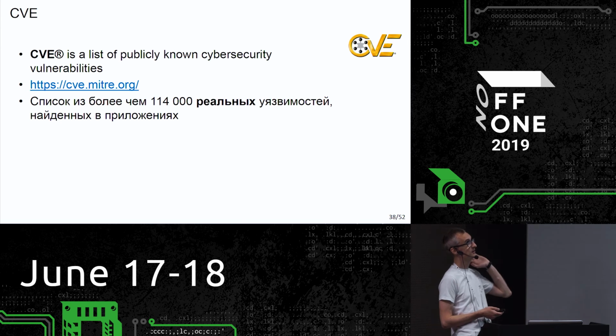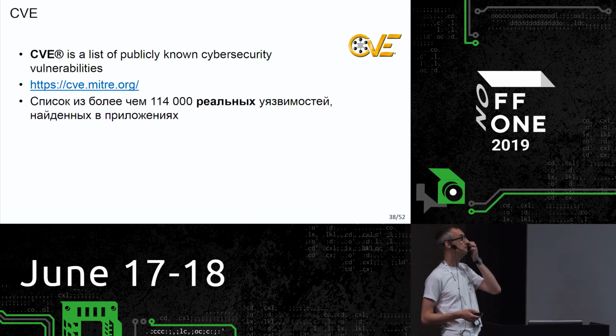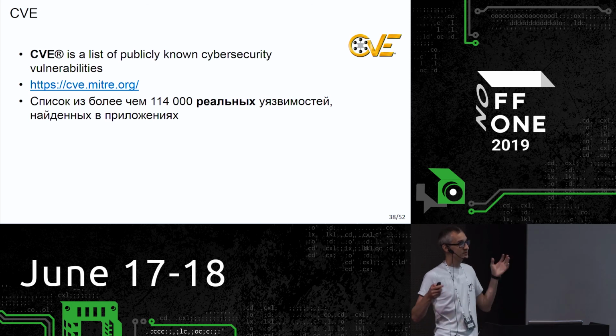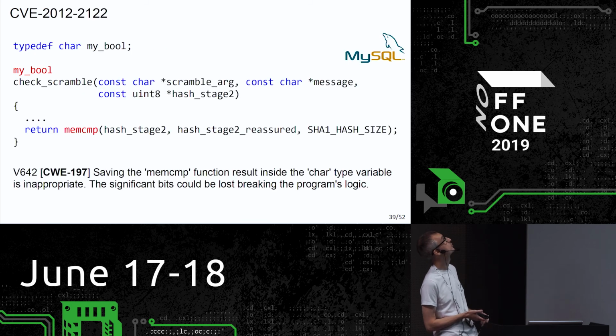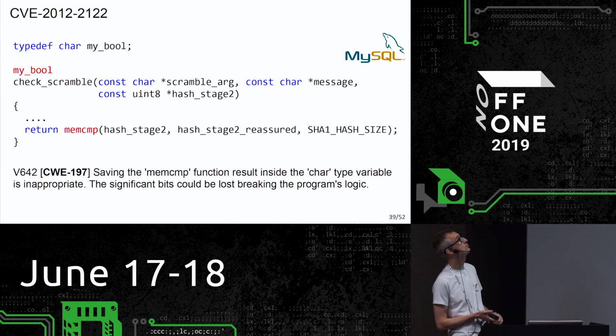So here we talk about real vulnerabilities, things that were documented. The MITRE organization documented them, and here are the real ones. Look, first example from MySQL. This one was found in 2012. It's CVE vulnerability 2122. It's a real one.